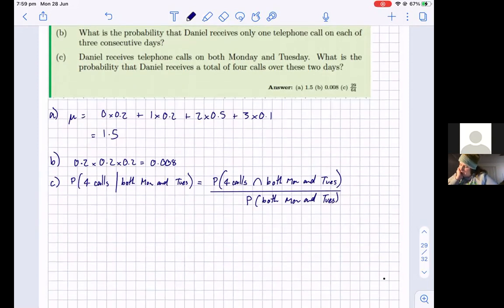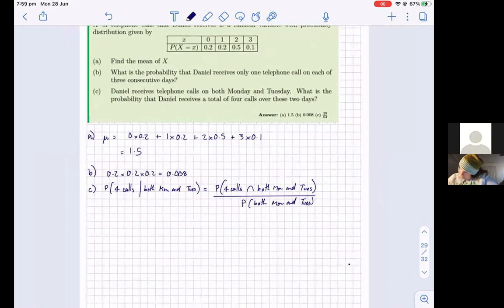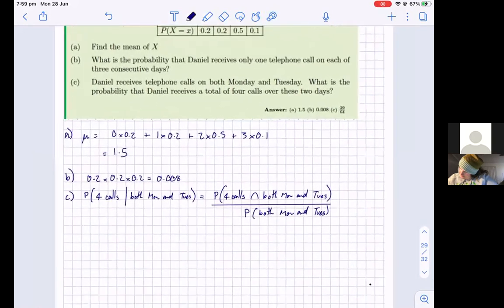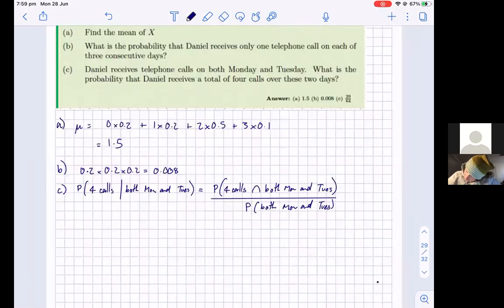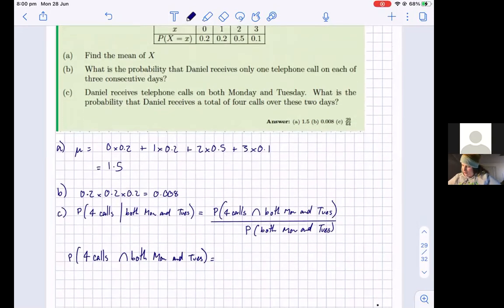I've written that and it looks great, but now I can't remember what to do. So the probability of getting 4 calls on both Monday and Tuesday is he could have gotten 1 and then 3, 2 and then 2, or 3 and then 1. So that gives us 29 over 100.